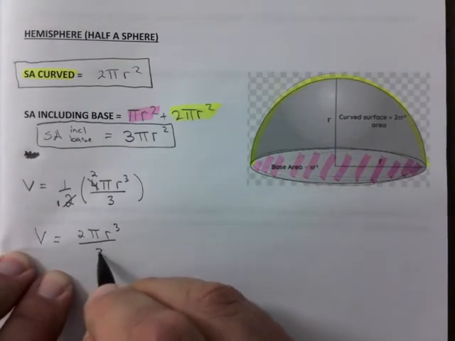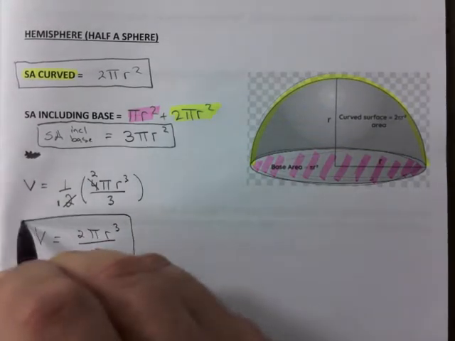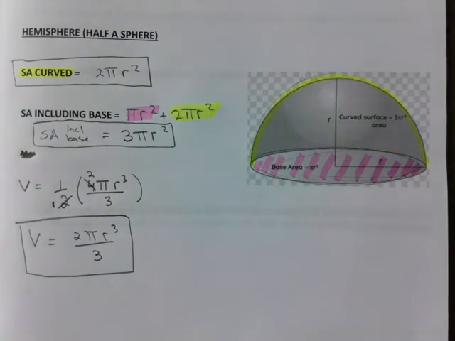As long as you, for now, remember that this is the formula for a hemisphere. This is a hemisphere, guys, so make sure you get that right. Some students write that down like, oh, this is for a sphere. No, it's a hemisphere. All right.